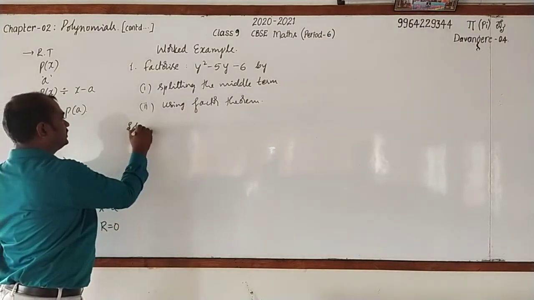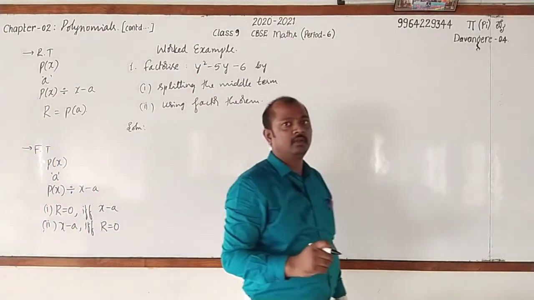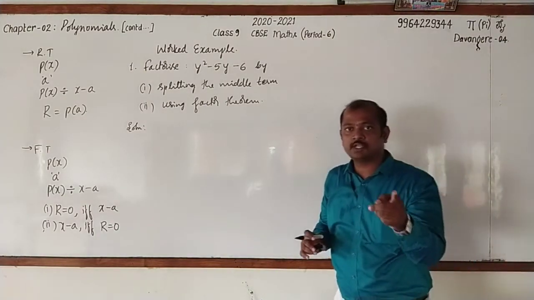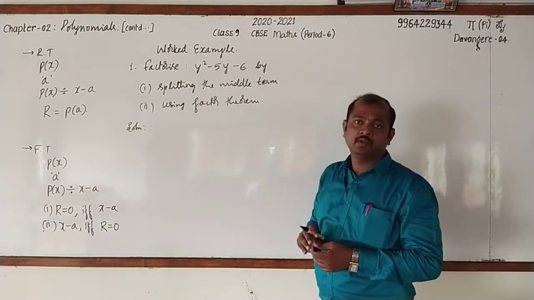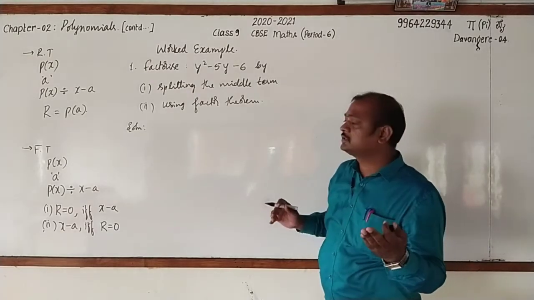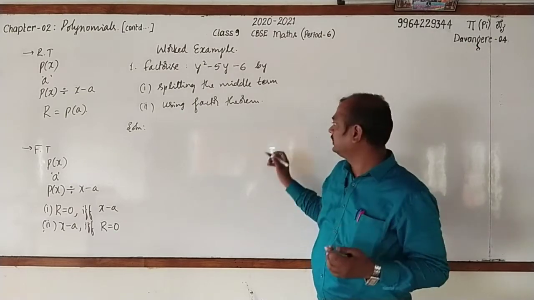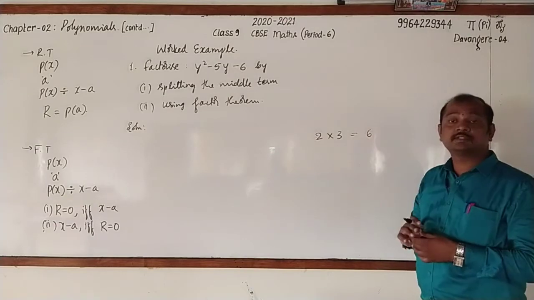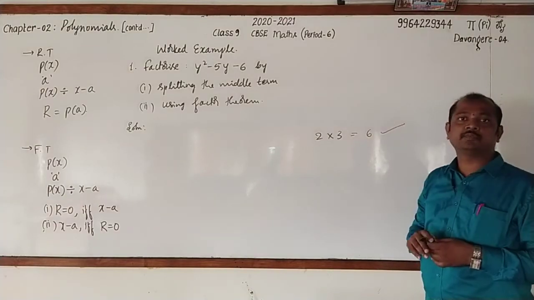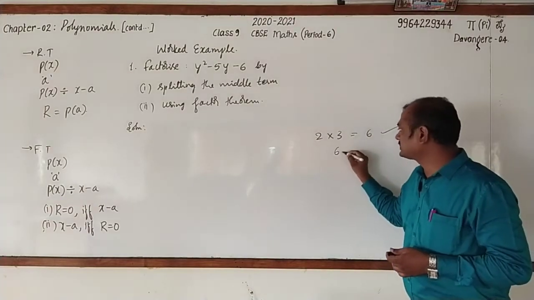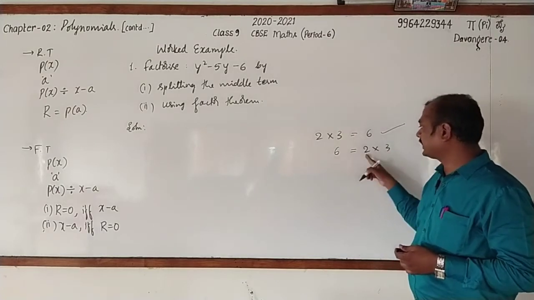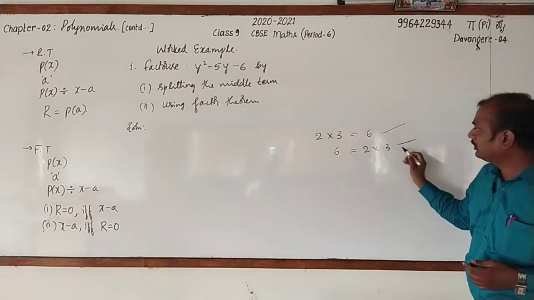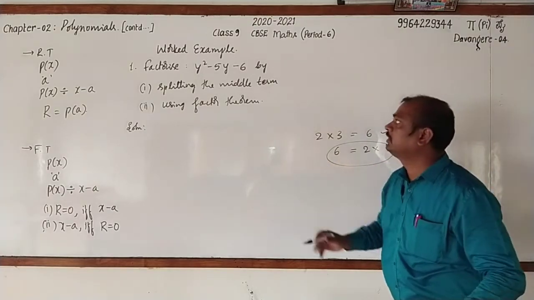Then you all may be thinking, what is factorization? You have already learned in your previous classes about factorization and multiplication. What is multiplication? It is the product of the factors, right? When you take 2 and 3, the product of 2 and 3 is 6. This is called multiplication. If you express 6 as the product of its factors 2 and 3, then it is called factorization. Clear? Now we are going for the second one.